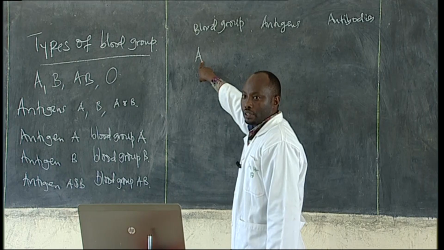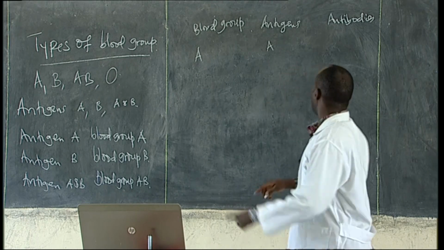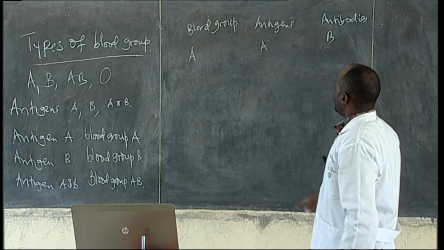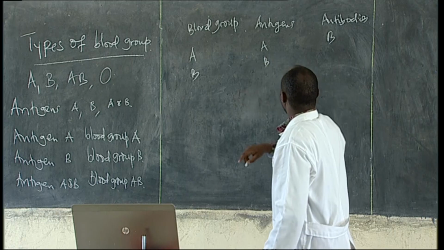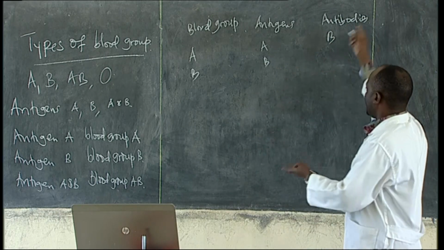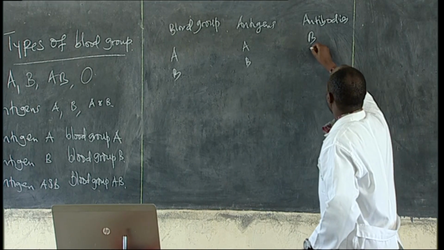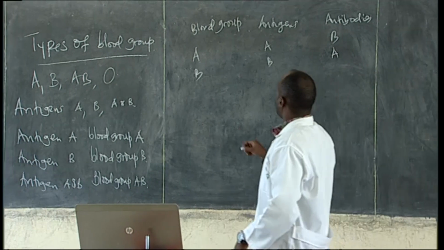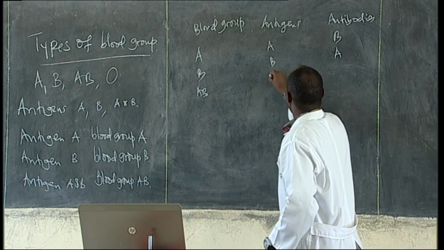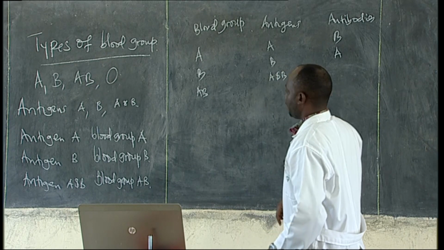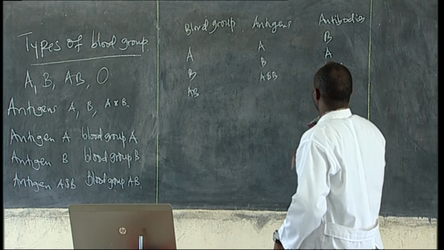A person with blood group A has antigen A, but has antibody B. A person with blood group B has antigen B, but has antibody A, because antibodies are complementary to antigens. Then blood group AB, as I mentioned, has antigens A and B. You are following me very well. But it has no antibodies. None.